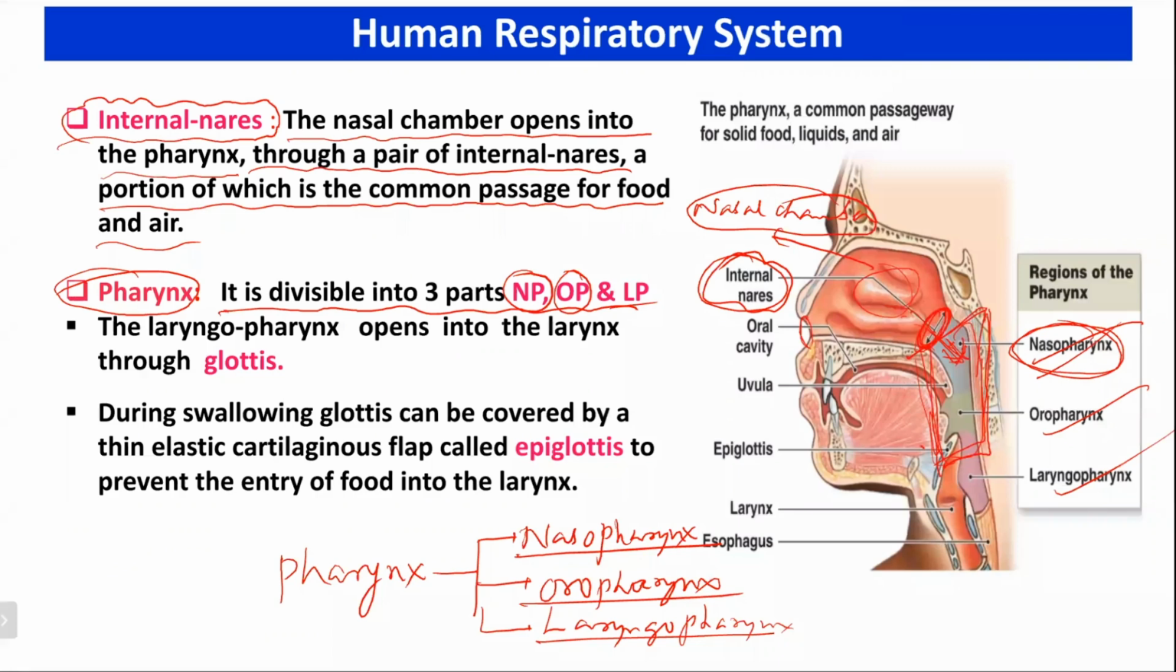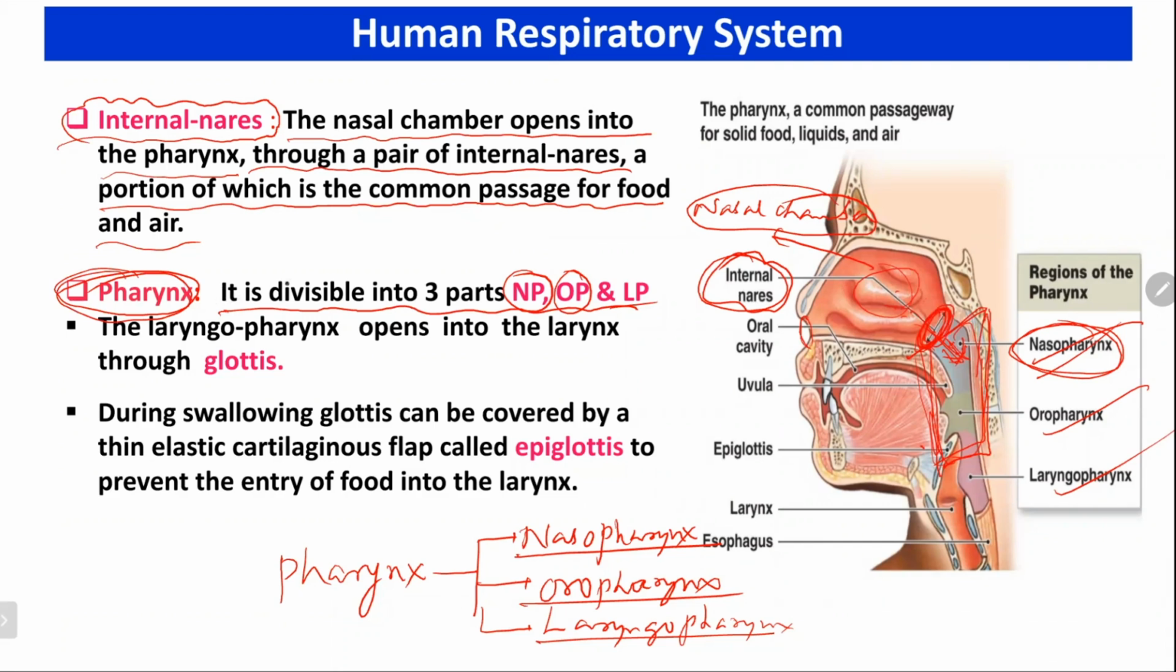We are discussing the human respiratory system. Previously, we have seen external nostrils and nasal chambers. Now we are discussing internal nostrils, which are components of the human respiratory system. What are internal nostrils? Internal nostrils are small openings through which the nasal chambers open into the pharynx.